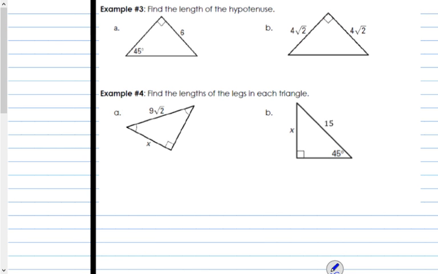Example 3, find the length of the hypotenuse. So A and B, we are given the legs. We need to find the hypotenuse. They gave us a leg. I know it's the leg because this right here is the right angle, so that means this is the hypotenuse, which means this is the leg, and this is the leg.